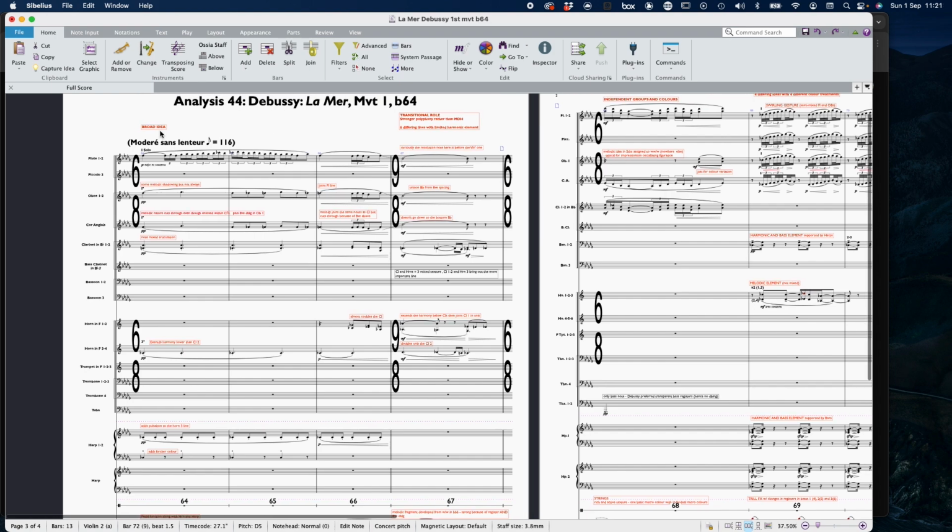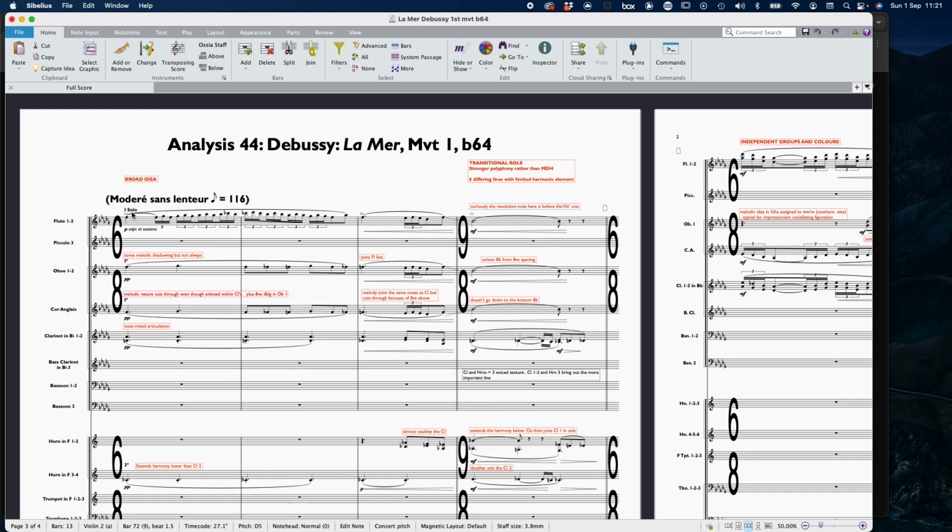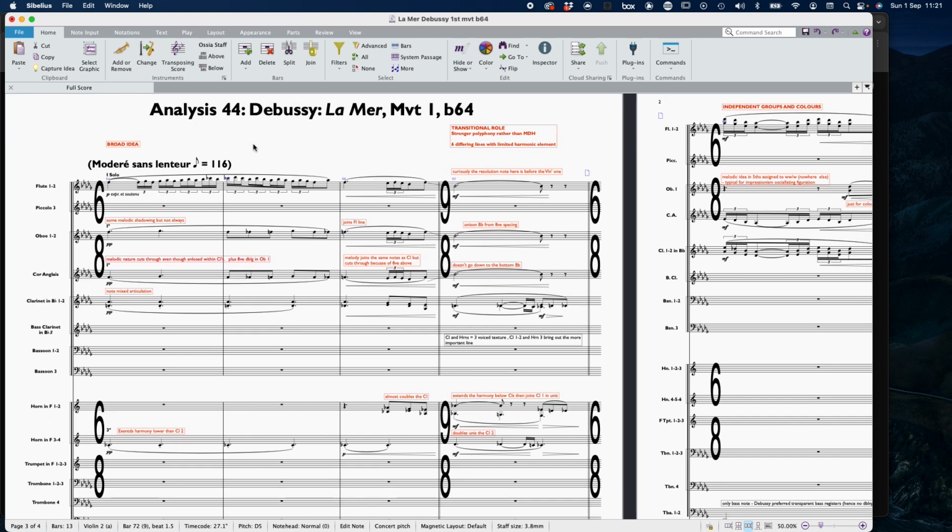So the first 3 bars I've just called, or he calls it, sort of the broad idea at the beginning. Sorry that it keeps moving. Unfortunately, it's just the way Sibelius works, the way I've got it set up, I'm afraid. So it keeps sort of moving of its own accord. I can't help that.